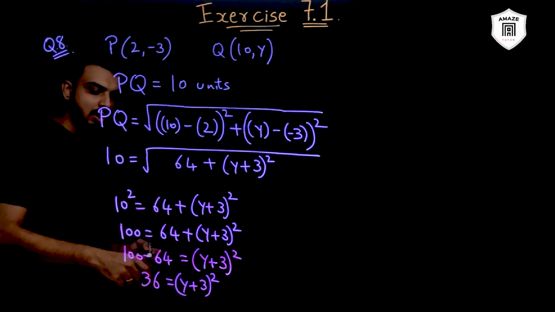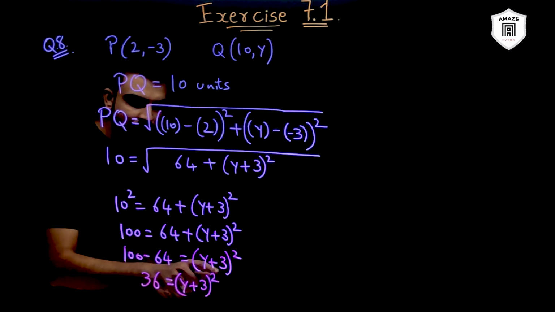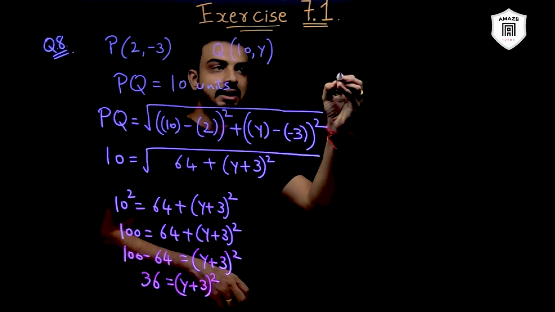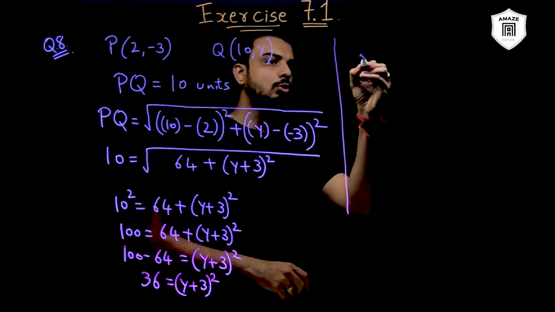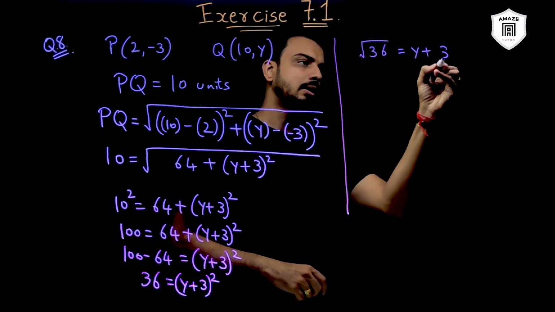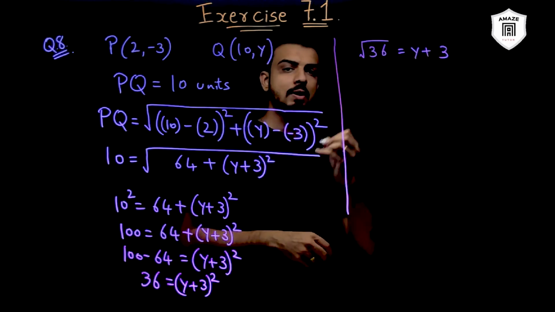Now, if I want to take the square on this side, it becomes square root, right? So if I take square root on this side, so let us do it here. Square root of 36 is equal to y plus 3, because I have taken the square root on the other side. What is the square root of 36?